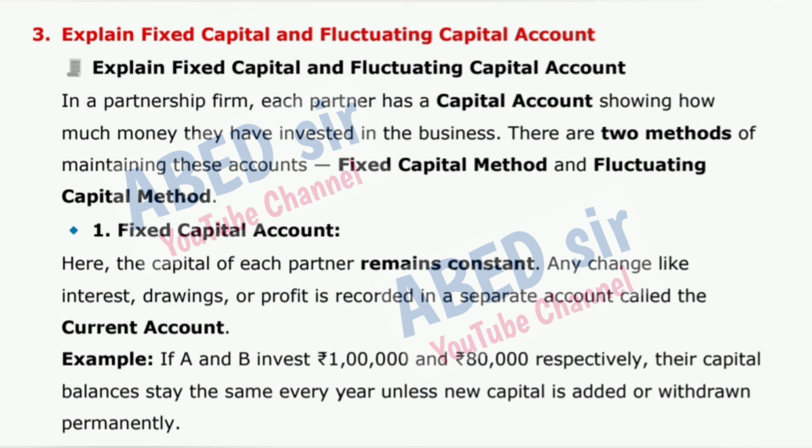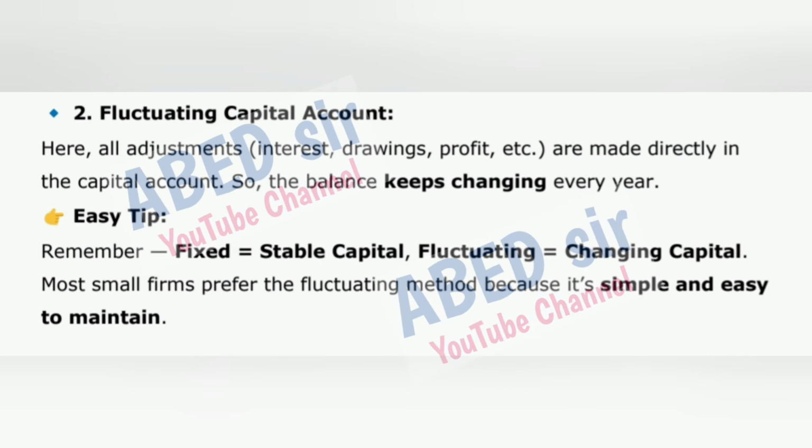Example: if A and B invest 1 lakh rupees and 80,000 rupees respectively, their capital balances stay the same every year unless new capital is added or withdrawn permanently. 2. Fluctuating capital account. Here, all adjustments, interest, drawings, profit, etc., are made directly in the capital account. So, the balance keeps changing every year. Easy tip: remember, fixed is equal to stable capital, fluctuating is equal to changing capital. Most small firms prefer the fluctuating method because it's simple and easy to maintain.